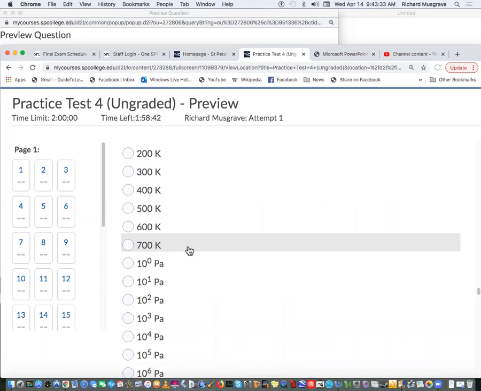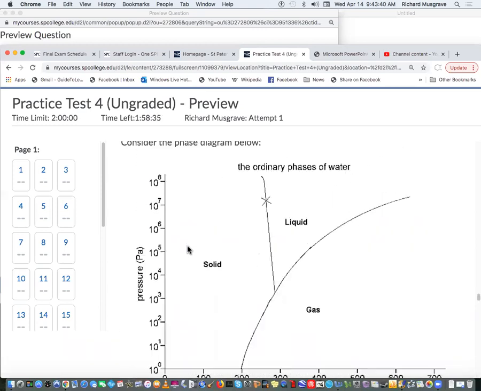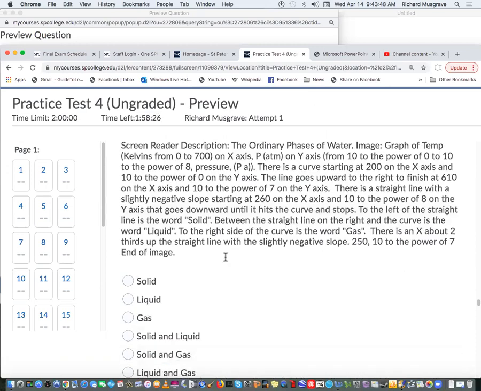Does anybody have any questions so far? Okay. What phase is present at point X? It'd be solid and liquid. So whatever's on that line. Any questions about that one? Okay.